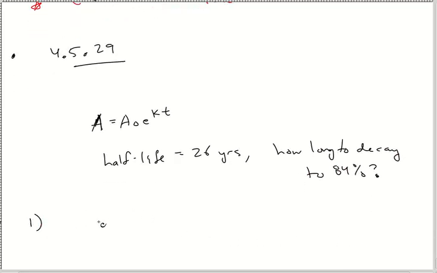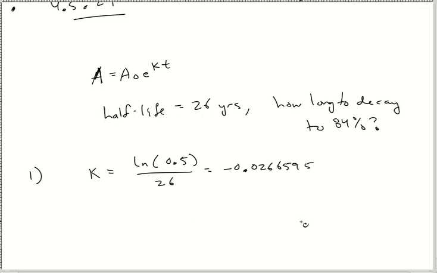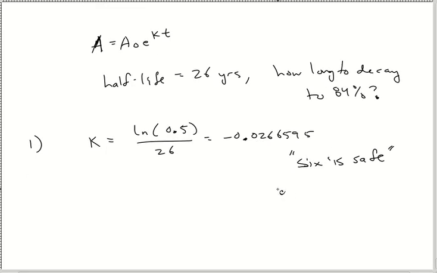Step 1, my K, my rate, is equal to ln 0.5 divided by the half-life. Turn the page. Negative 0.0266595. I even have a note here on my paper. It says 6 is safe. I'm going to write it down. 6 is safe. Yes. How many decimal places did I go? 6. Here, I went 7, didn't I? Yeah, I did. Well, I'm more than safe.